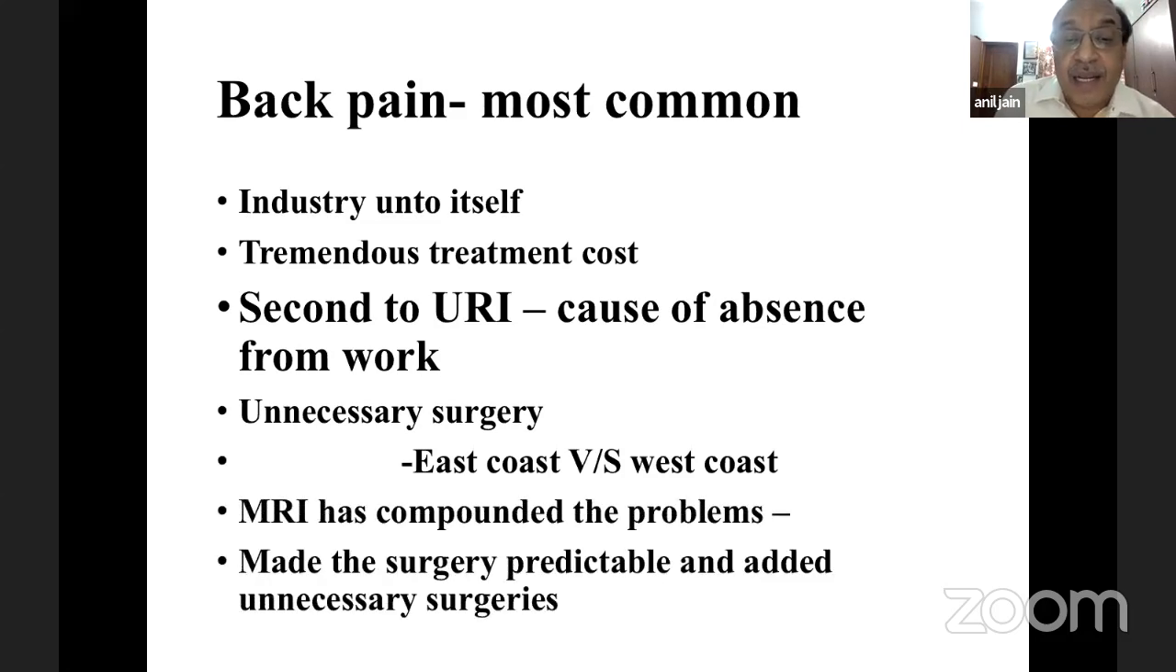Well, MRI has certainly compounded the problem, because it has increased the indication of surgery by looking at the MRI picture. However, it is the role of the clinician to define whether this observation on MRI has anything to do with the patient's problem or not. But certainly it has made surgery predictable.